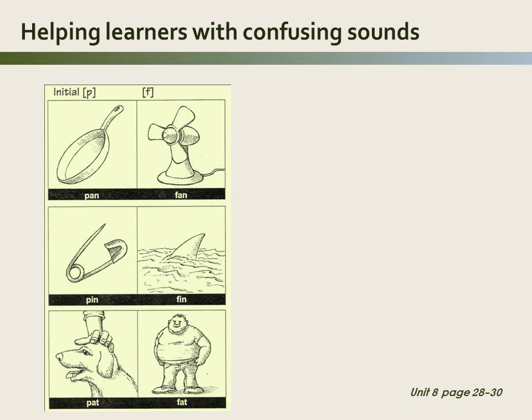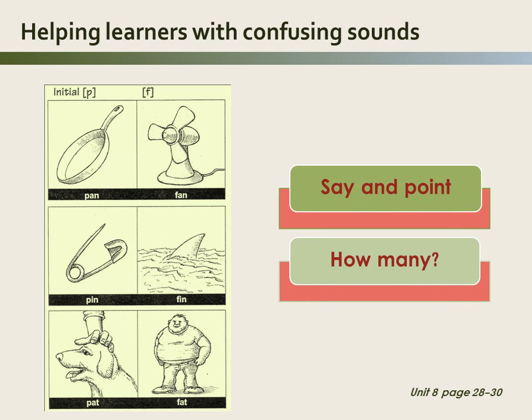Now, the first thing your learner has to do is to hear the difference between the two sounds before even being asked to say them. So what you can do is what we call say and point. You say one of the words in the pair and ask your learner to point to what they think you've said, so that they get used to distinguishing between the two sounds. When they feel quite confident about doing this and you've explored exactly how to make the sounds, then you can invite your learner to do the same.